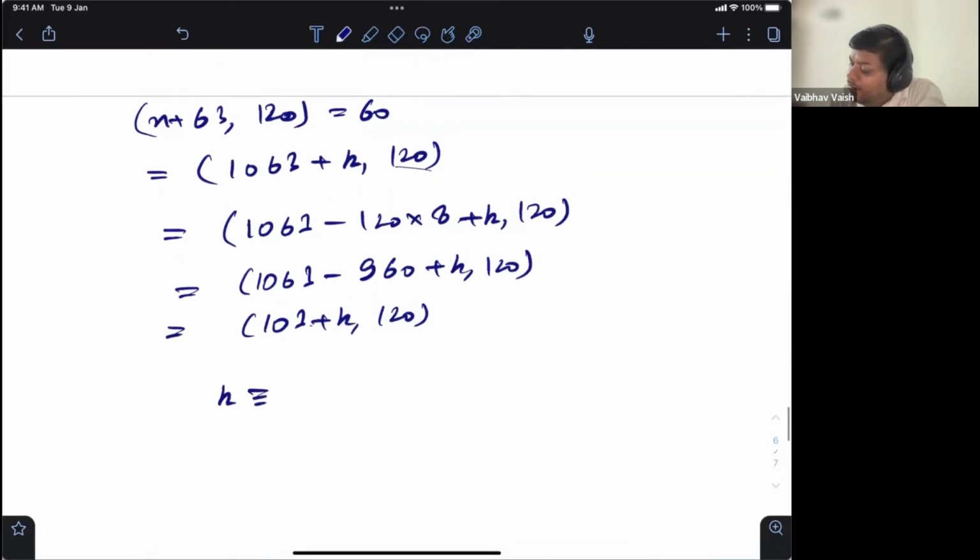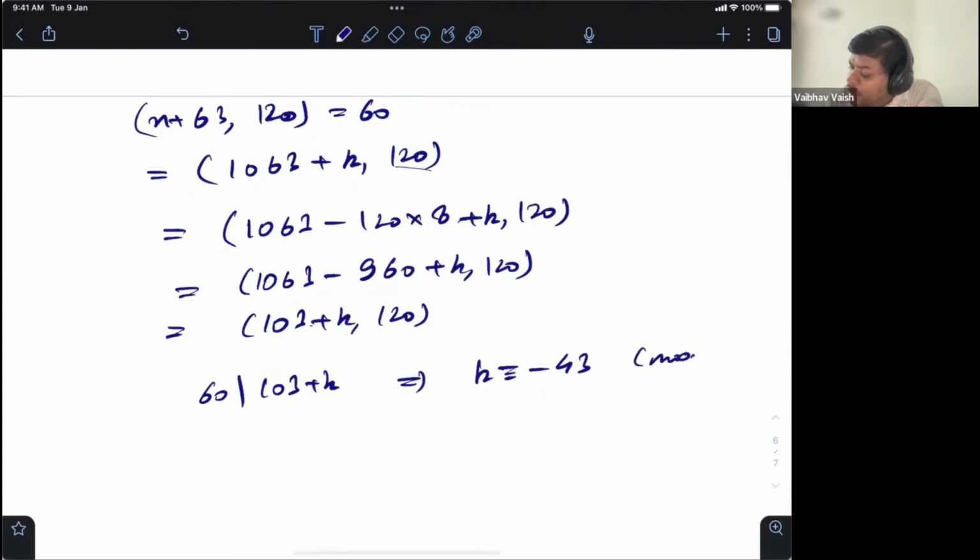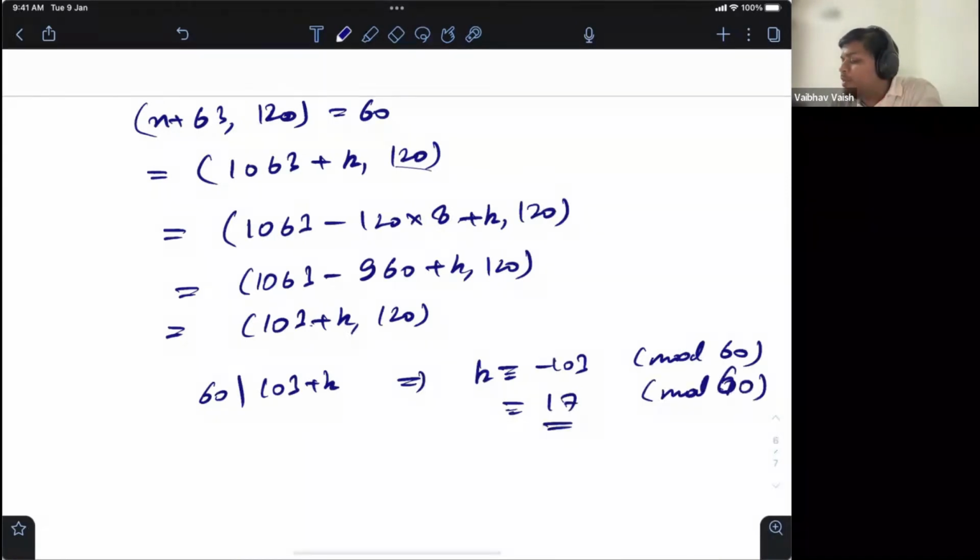Okay, so what we conclude is that this we know is divisible by 60, right? So what we conclude is 60 divides 103 plus k, and this implies that k is congruent to minus 43 mod 60. I can say maybe minus 103 to begin with, which is minus 43, which is also the same as 17 mod 60. Okay, so this is another information I get.